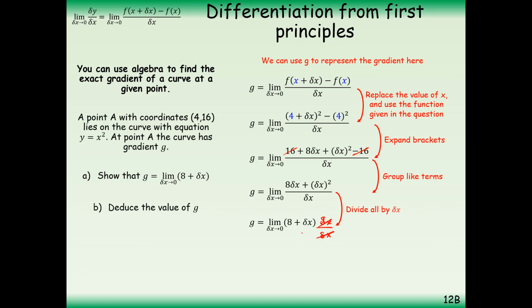That means we can say this value is approaching 0 as delta x does, so our final answer is the limit. Part A was just showing this up to this line, and then part B is to evaluate it, meaning find the value of the gradient, which is actually going to be 8. Part B is to evaluate it, take the limit. Okay, so I hope you have found this useful.